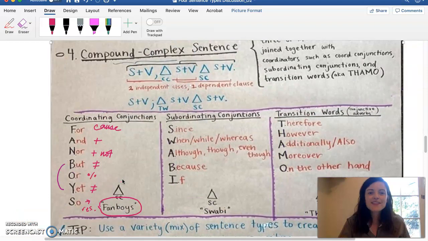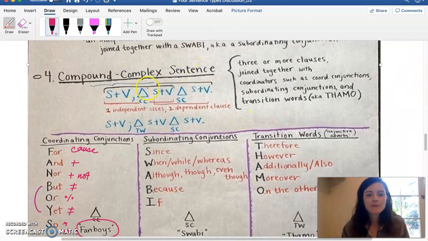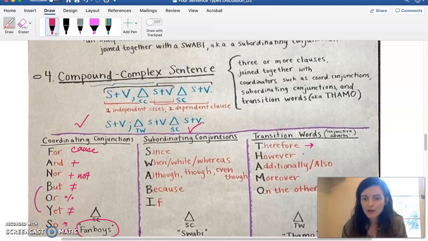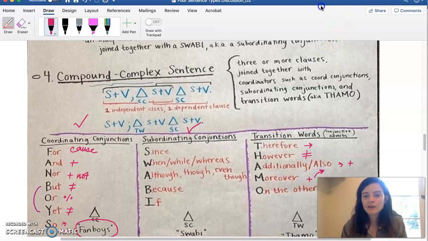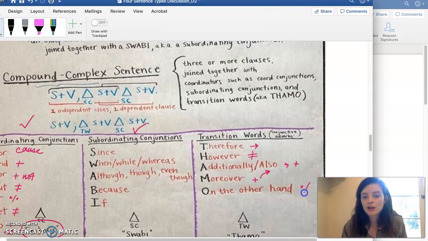We're ending with, I should say, a compound complex sentence. So we use a compound complex sentence for which it is three or more clauses joined together with coordinators such as coordinating conjunctions, check, subordinating conjunctions, check, and transition words, also known as FAMOs. So these are the transition words most commonly used. Therefore, introduces a result. However, introduces a contrast. It's kind of like but. Additionally and also, like and, introduces addition. Moreover means and on top of that. And then on the other hand is introducing opposition.